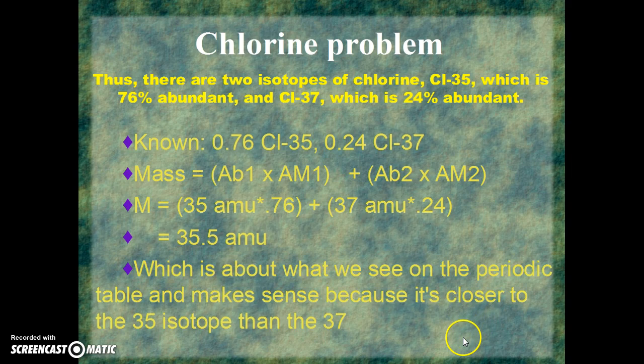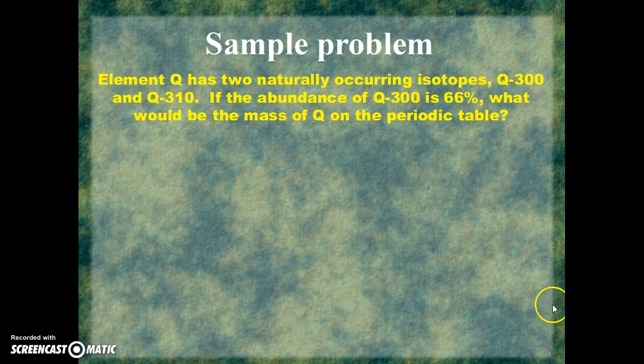This is a sensible answer, and it's close to what we see on the periodic table. It's sensible because we have more of the chlorine-35 than of the 37, so it should be closer to the 35 than the 37, and it is 35.5.